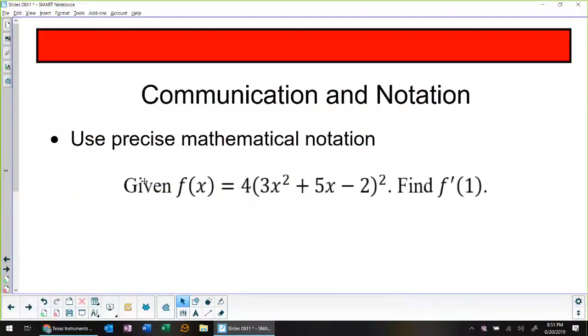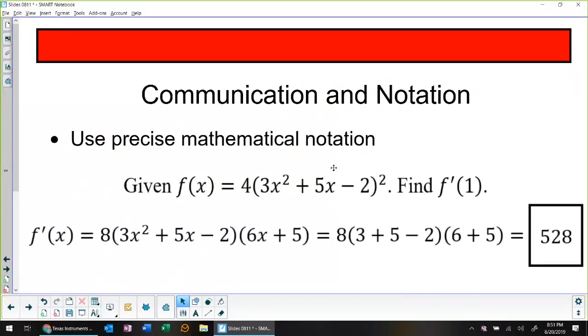Perhaps a student is given this function f of x and asked to find f prime of 1, and it might even be stated: find the slope of the line tangent to the function at x equals 1. There have been many questions like this before on FRQs, and it's usually given 2 points: 1 point for the derivative of the function, and then 1 point for the answer. So let me show you a typical student response.